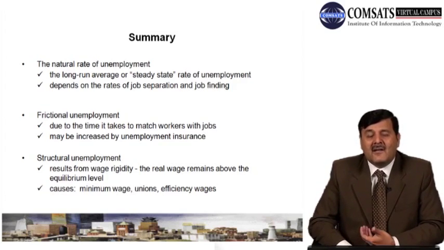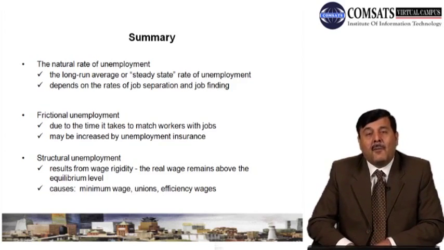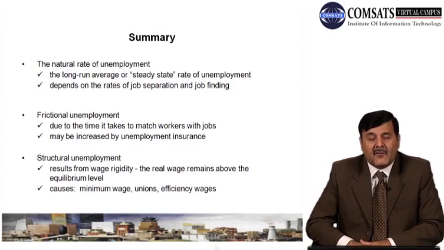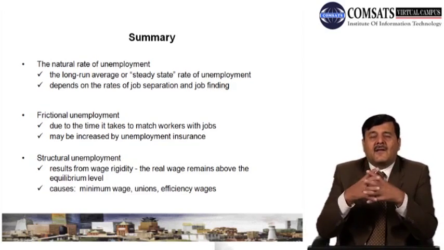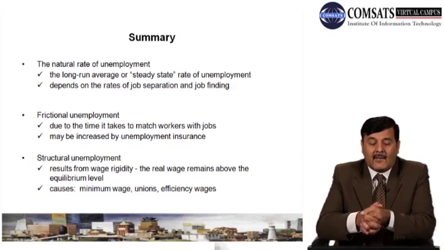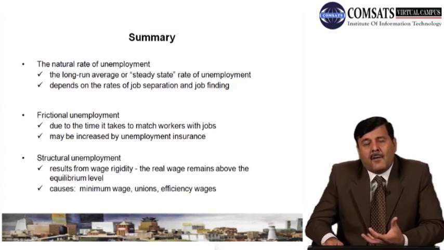Now what is frictional unemployment? It is the unemployment that is due to the time it takes to match workers with jobs, and it may be increased by unemployment insurance. Then there is another form of unemployment, which is structural unemployment, that results from wage rigidity. The real wage remains above the equilibrium level, for example because of the minimum wage. And what are the reasons for downward wage rigidity? Kyun niche nahi aati? This is because of minimum wage laws, labor unions and efficiency wages. So this is all about it, students.